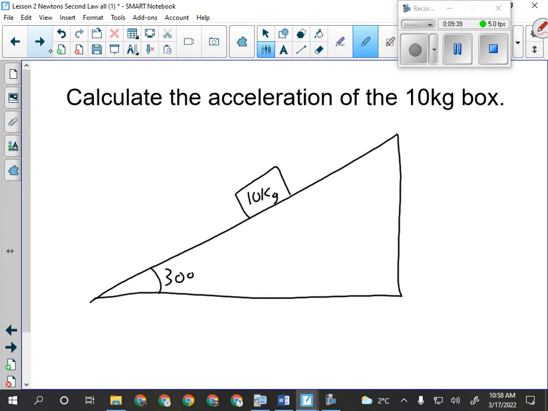All right, I want you to copy this one down. Probably doesn't seem like it gives us very much information. It's a ramp with a box on it. And we're supposed to calculate the acceleration of the box, given only the mass of the box and the angle of the ramp. Why do things go down ramps? Okay, gravity. You're partly right. Partly gravity.